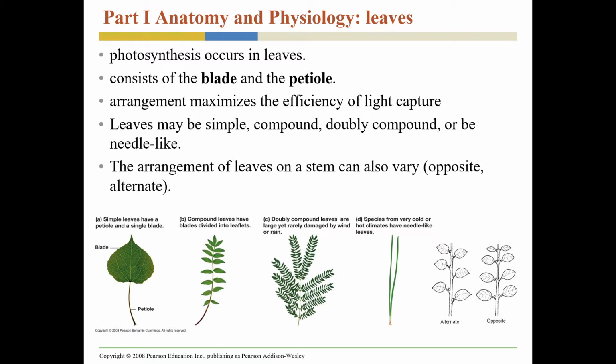You can have simple leaves, and you see that's just a one-leaf entity. Compound leaves, you have little leaflets on a stem. You can have doubly compound, as you see there in C. You have needle-like leaves. Needle-like leaves are those like on most of your gymnosperms, like your pine and your fir.